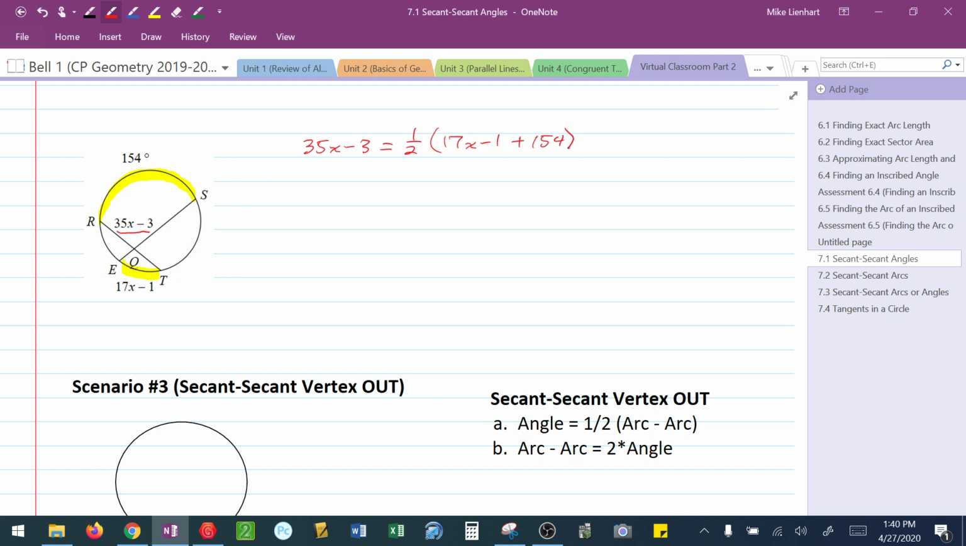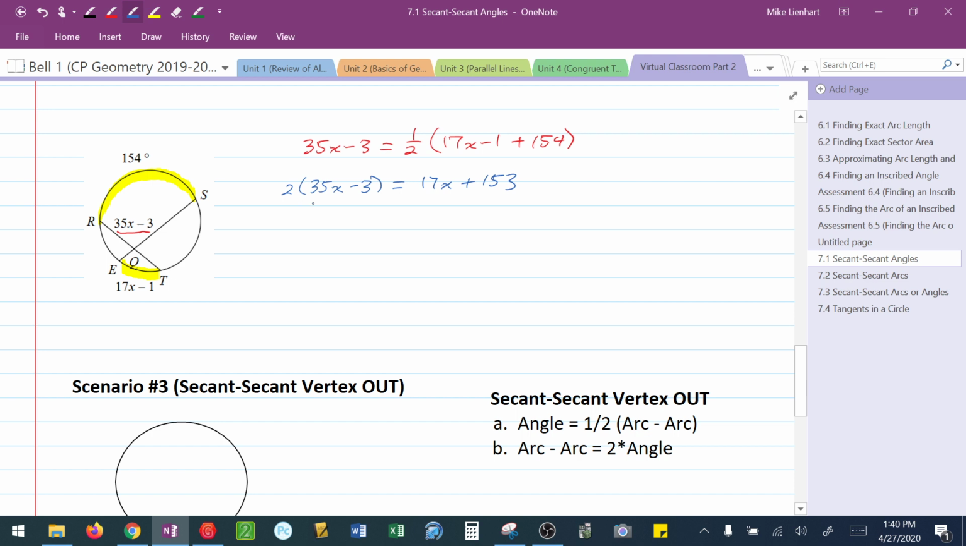So in that scenario, I think what I want to do is reverse that 1/2. Get that out of there. And I'm going to rewrite this as 2 times 35x minus 3 is equal to. Now I move that 1/2 over to the left as a multiplication. But over here on the right, I'm going to combine these like terms. And it would be 17x plus 153.